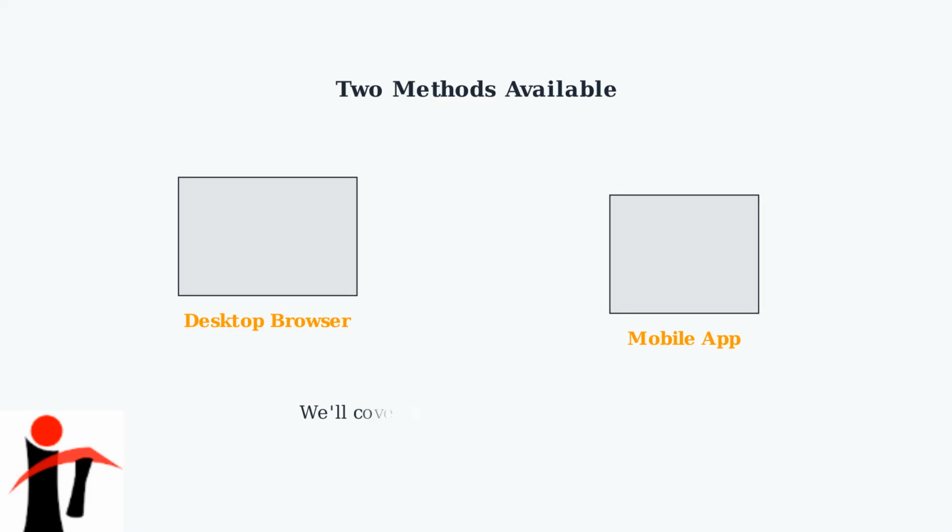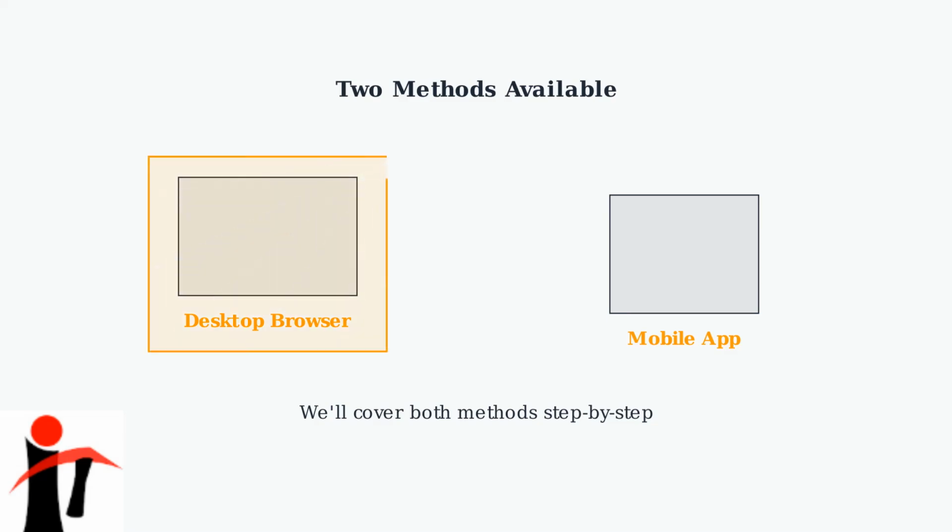This guide will walk you through both methods. First, we'll cover the desktop browser method using your computer. Then we'll show you how to do it using the Amazon mobile app. Both processes are quick and secure. Let's start with the desktop method, which many users find most convenient when managing multiple payment methods.